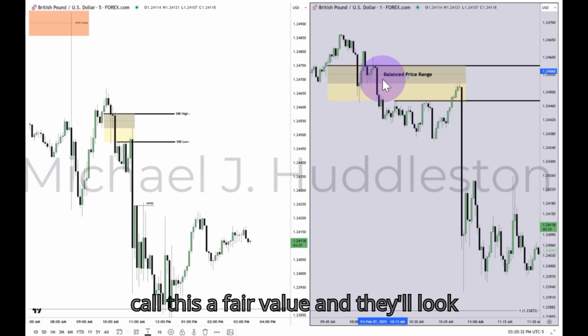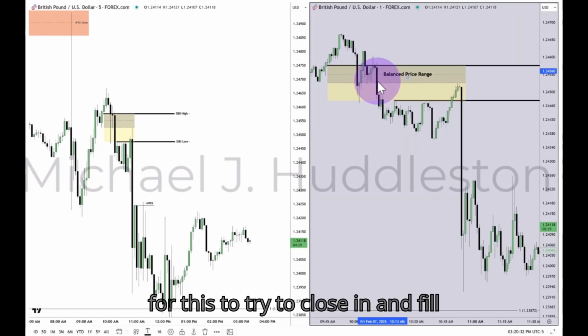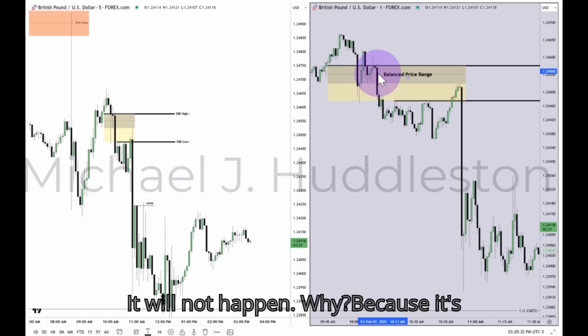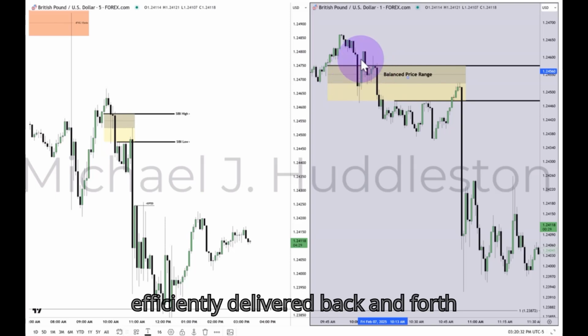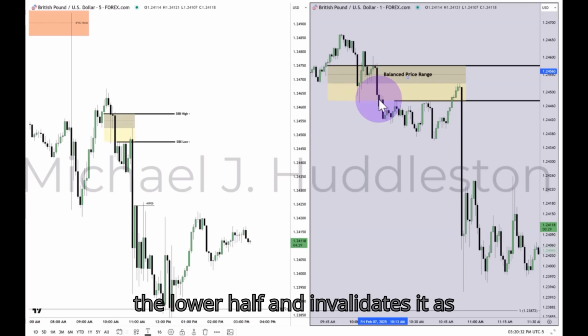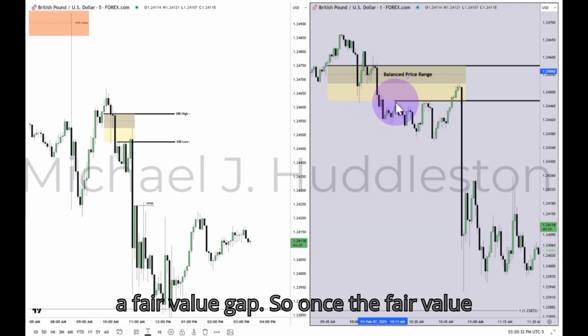They'll call this a fair value gap. And they'll look for this to try to close in and fill the numbers. And that won't happen here. It will not happen. Why? Because it's efficiently delivered back and forth price action, and then it trades down into the lower half and then validates it as a fair value gap.